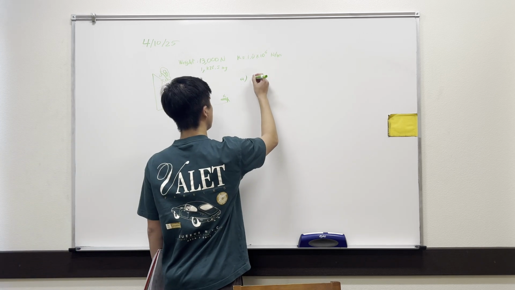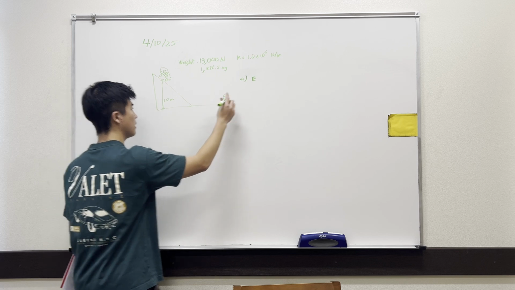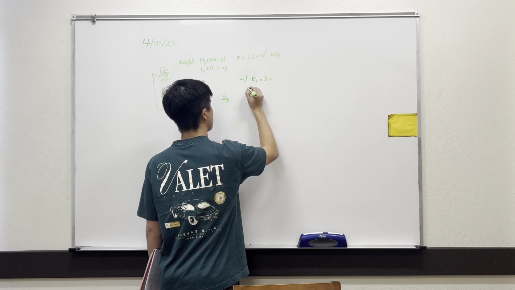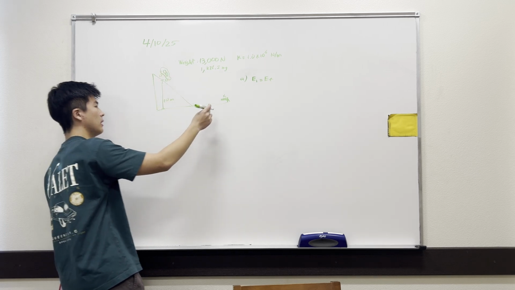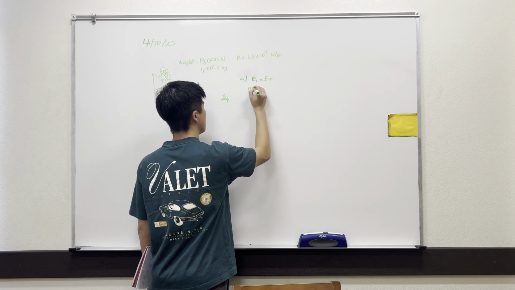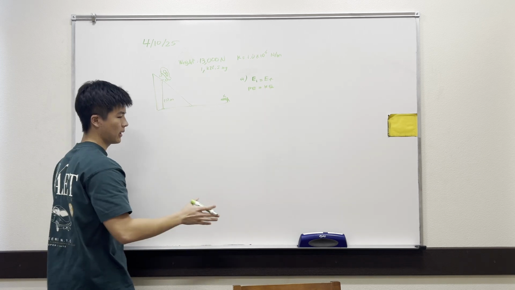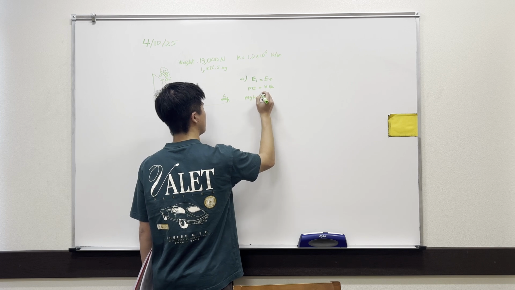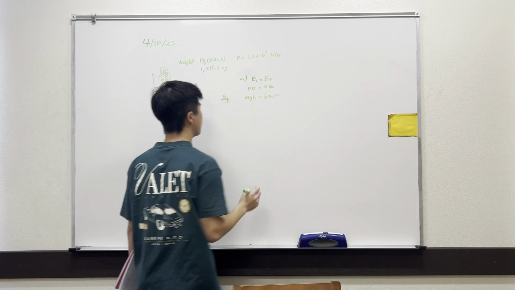So E initial equals E final, from here to here. In this position right here, since it's at the very top and it's not moving, it's full of potential energy. Whereas at this moment right here, as it's moving, it's all kinetic energy. For potential energy, we know that's mgh, and kinetic energy equals 1/2 mv squared.